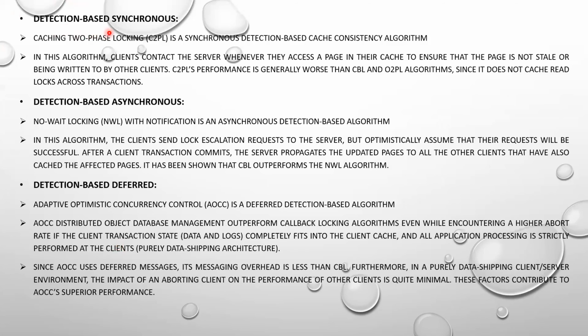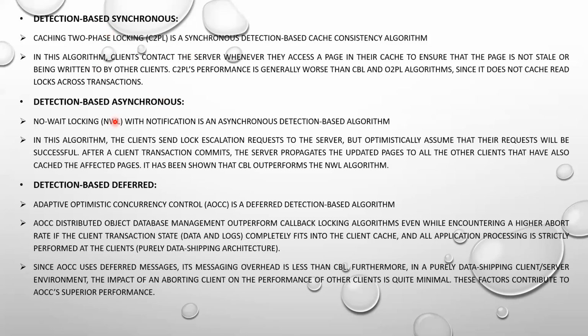Now, detection-based synchronous, asynchronous, and deferred algorithms. Now, let us discuss detection-based synchronous. Cache two-phase locking is a synchronous detection-based cache consistency algorithm. This example of C2PL is a synchronous detection-based algorithm. In this algorithm, cache clients contact the server whenever they access a page in their cache to ensure that the page is not stale or being written by other clients.